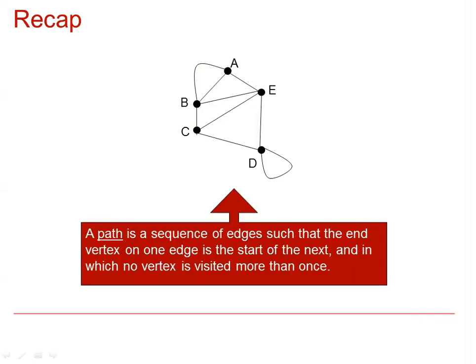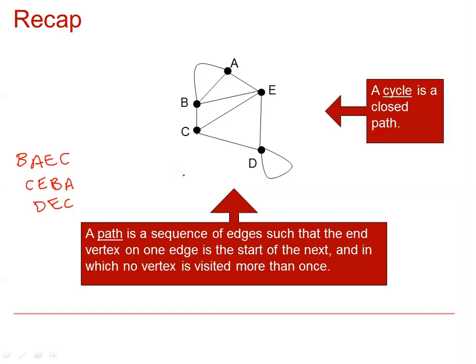The first term being path. A path is a sequence of edges such that the end vertex on one edge is the start of the next, and in which no vertex is visited more than once. So in this graph there are many paths, one example being B, A, E, C. Another one could be C, E, B, A, or D, E, C, and so on and so on.